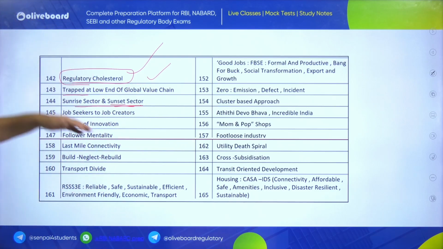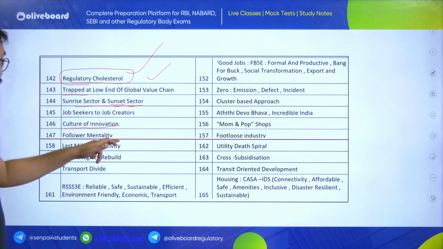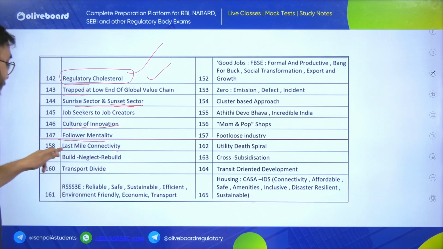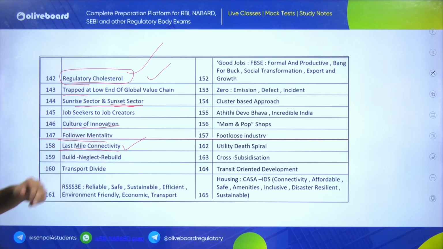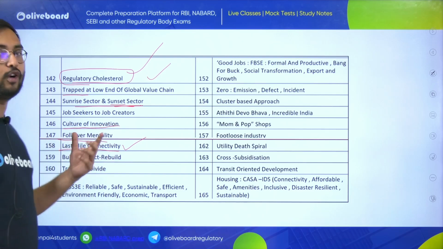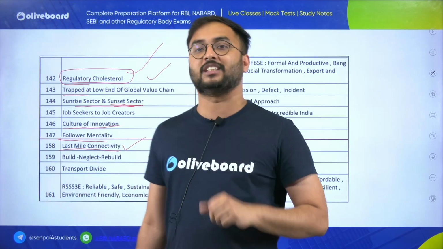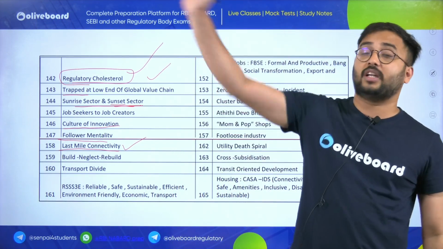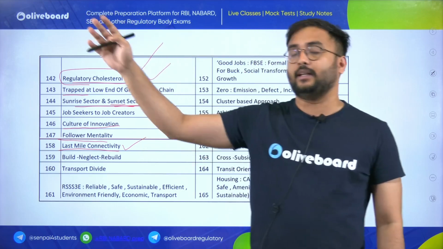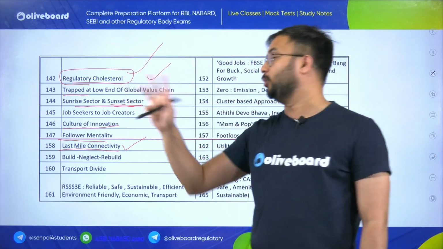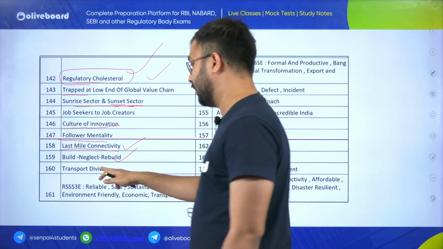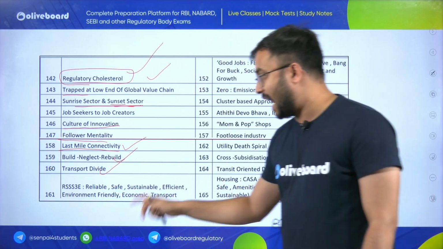Okay. Job seekers to job creators. Culture of innovation. Follower mentality. Last mile connectivity. You can write this particular point for any government scheme. What is last mile connectivity for a government scheme? In the last extreme area, at the end, to the last person, that government scheme should be reaching. Build, neglect, and rebuild. Transport divide.